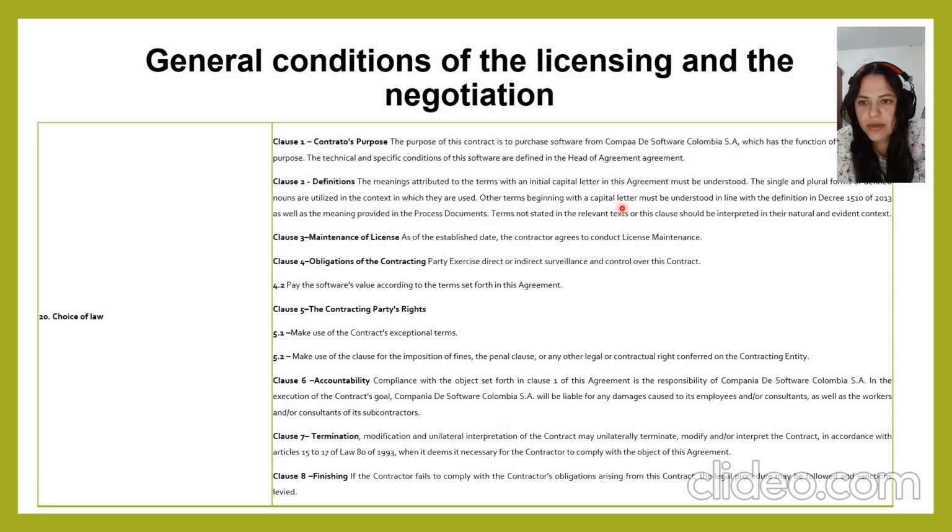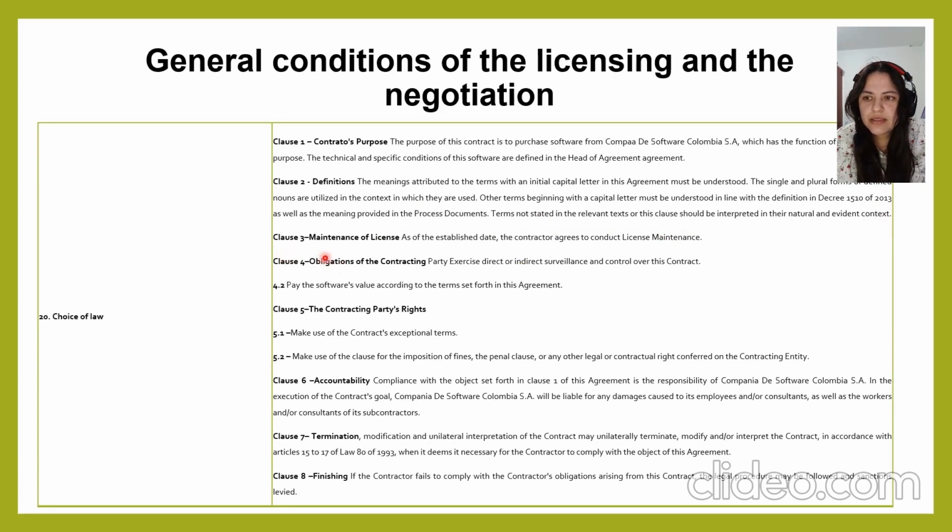Other terms beginning with a capital letter must be understood in line with Federal Decree 15 of 2000, as well as the meeting providing the process document. There being no statement in the relevant case, this clause should be interpreted in the natural and evident context.